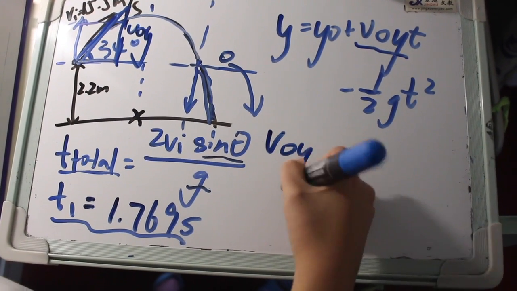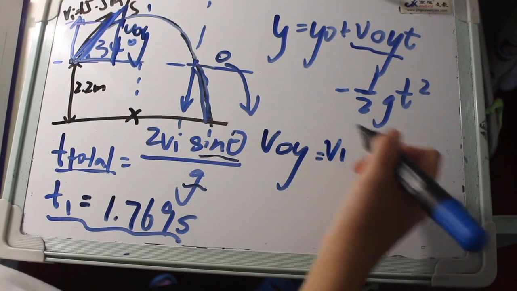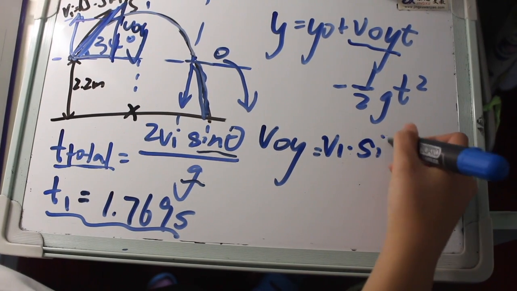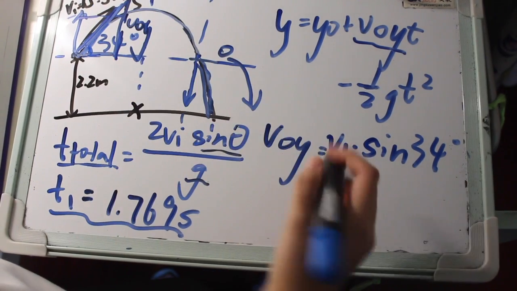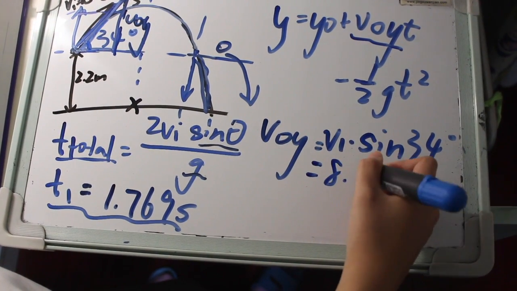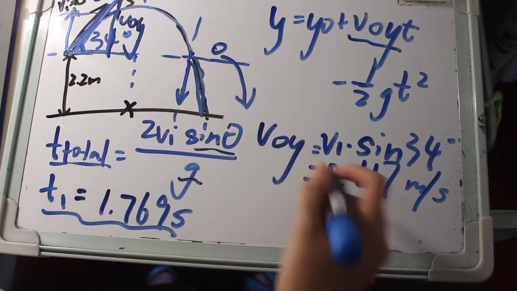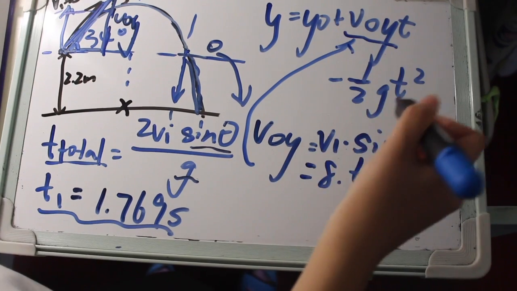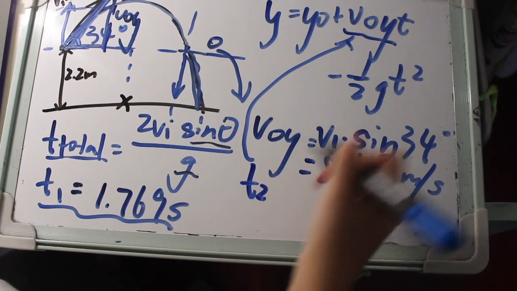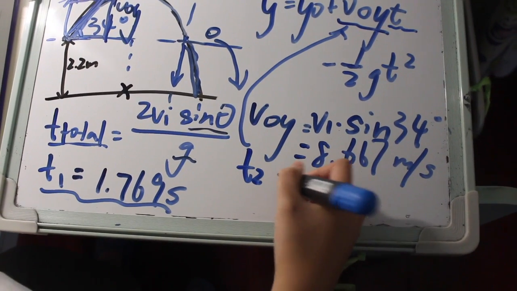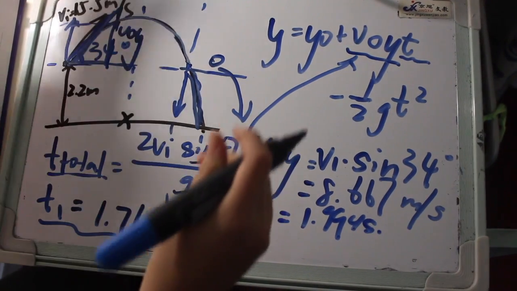The V0y is equal to Vi times sine 34 degrees, which is 8.667 meters per second. Then we put it back to there. The T2, this is T2, equals 1.994 seconds.